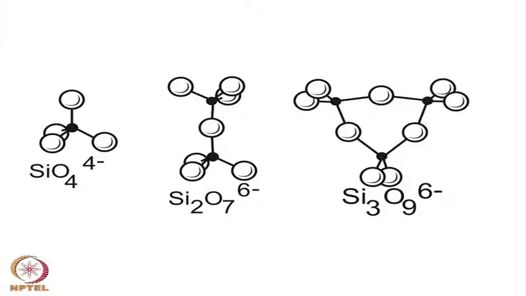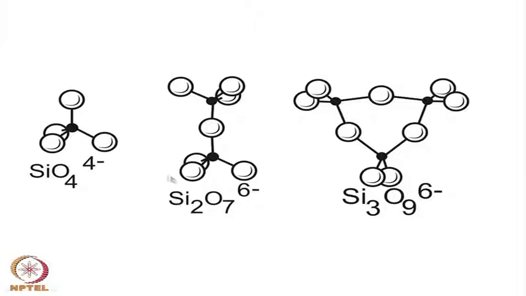So, if you have SiO4, Si is 4 plus, it is a tetravalent cation, and oxygen is 2 minus. So, you actually have a net charge of 4 minus. So, every silicon oxygen tetrahedron has a 4 minus negative charge, some kind of a complex ion.